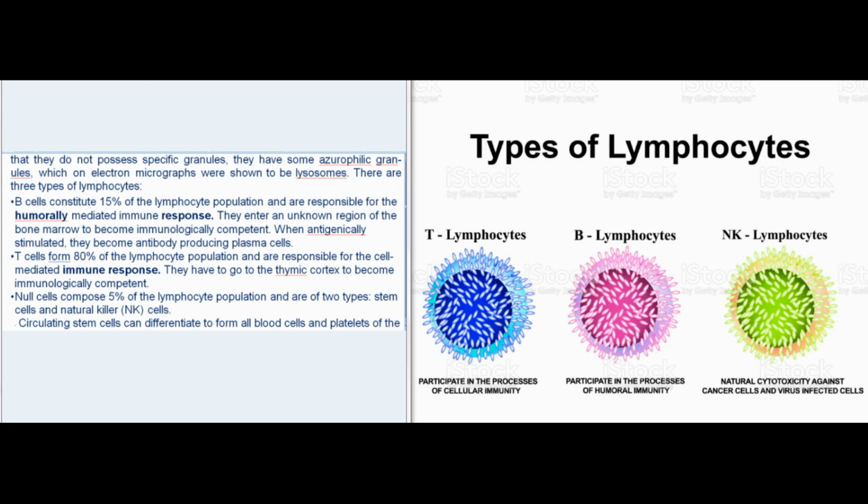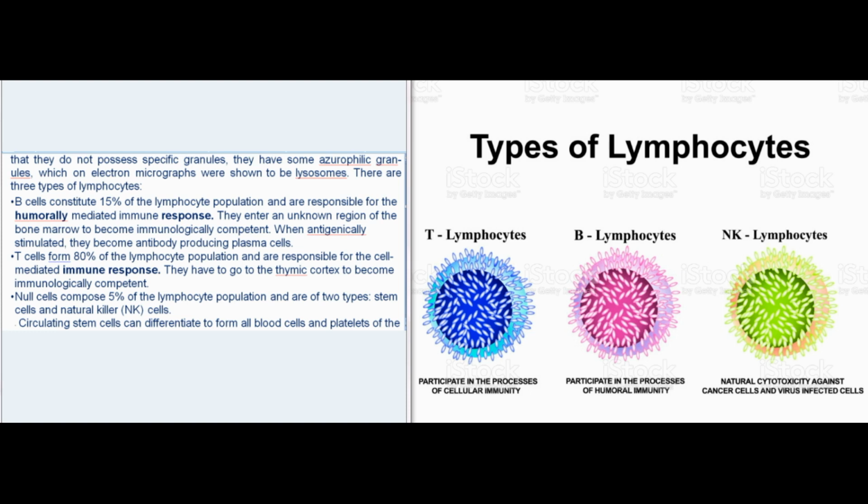There are three types of lymphocytes. B cells constitute 15% of the lymphocyte population and are responsible for the humorally mediated immune response. They enter an unknown region of the bone marrow to become immunologically competent. When antigenically stimulated, they become antibody-producing plasma cells.